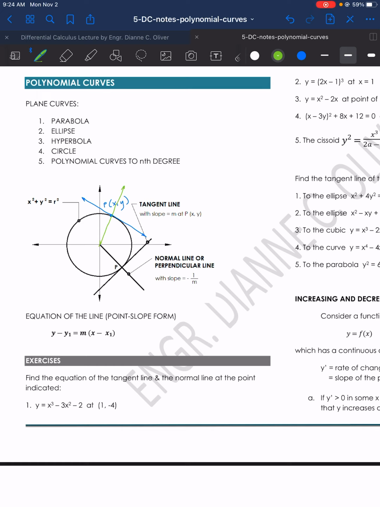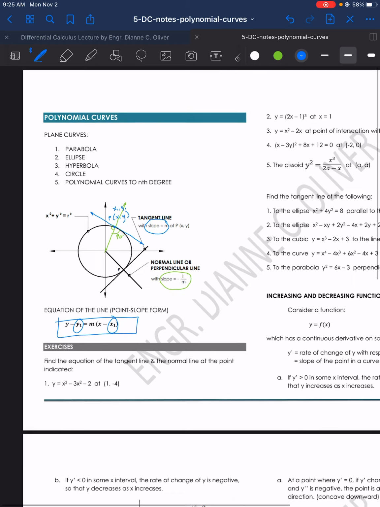Okay? Thus, the slope of tangent line is defined as the slope m, whereas the slope of a normal line is defined as the negative reciprocal of the slope of the tangent line. And for us to get the equation of the tangent line and the normal line, we will be using the point slope form. Okay? So that is y minus y1 equals the slope times x minus x1. So the y1 and x1 here is actually the point or the coordinate at which the tangent line and the normal line intersect. So that this is your x1 and this is your y1. Okay? So let's answer the exercises.